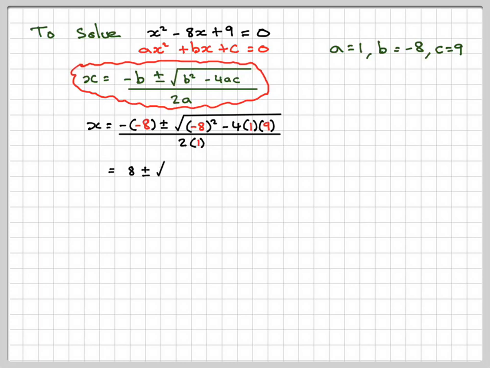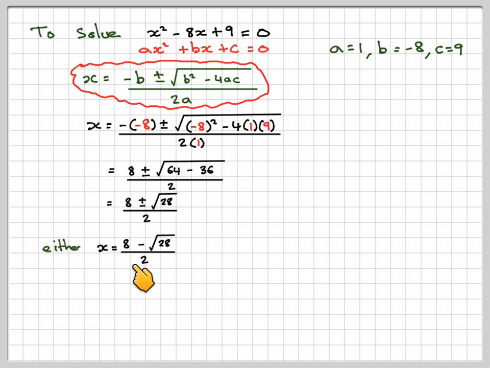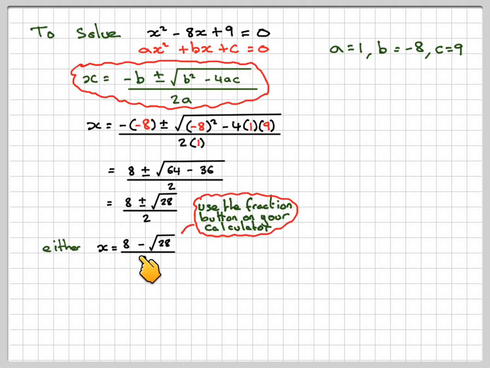That gives me 8, plus or minus the square root of 64 minus 36, 4 times 1 times 9. Just be careful of signs when you do this, divided by 2. So you're going to get 8 plus or minus the square root of 28 over 2. So either x is equal to 8 minus the square root of 28 over 2. Now you can use the fraction button on your calculator. So enter the fraction button first, and then write that across the top for the numerator, write that for the denominator. That's going to give you 1.3542. We want 2 decimal places, so that's going to give me 1.35.